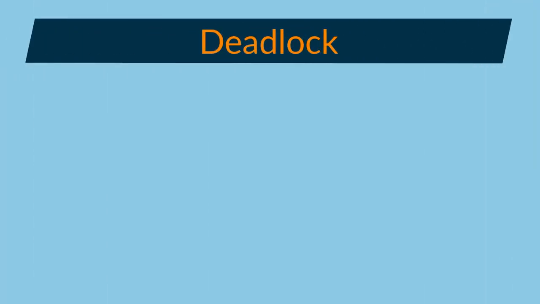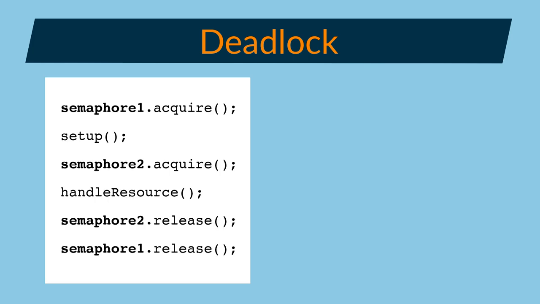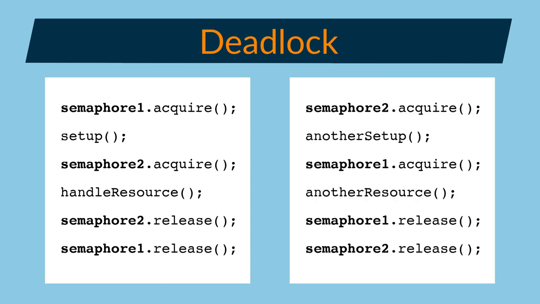But I have to be careful. What if I have multiple semaphores? I have the first one to access some setup resources and the second one to access the main resource. But somewhere else in my application, I also use those semaphores, but I use them in another way. The second semaphore is also used for some setup and the first one for another resource. What happens? A deadlock. Two threads will get blocked forever, one waiting for the other to finish. This is a real problem with concurrent programming. The solution: just be careful with the shared resources.